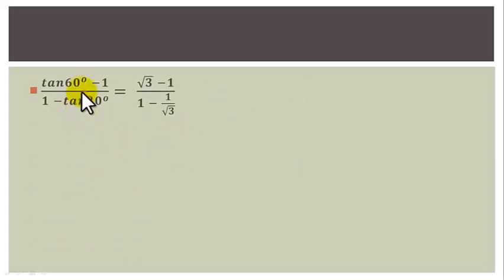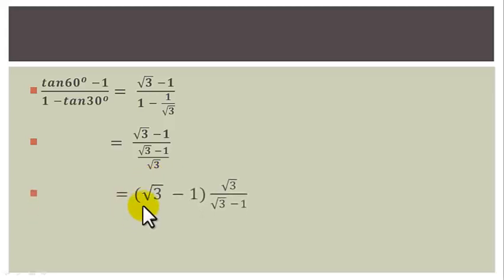To obtain (tan 60 degrees minus 1) all over (1 minus tan 30 degrees) is equal to (root 3 minus 1) all over (1 minus 1 all over root 3). And this will give us root 3 minus 1 divided by, the denominator here is (root 3 minus 1) all over root 3. And this is equal to root 3 minus 1 times, inverting the denominator, root 3 all over root 3 minus 1. Clearly, root 3 minus 1 and root 3 minus 1 will cancel out, giving us root 3.